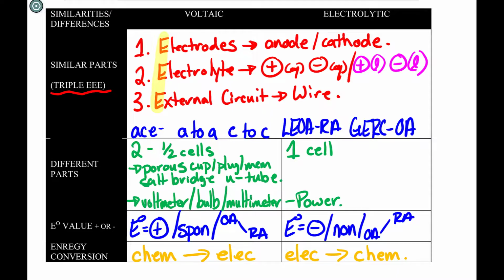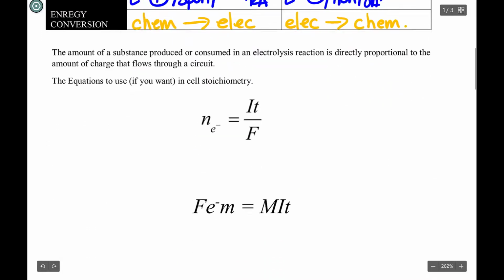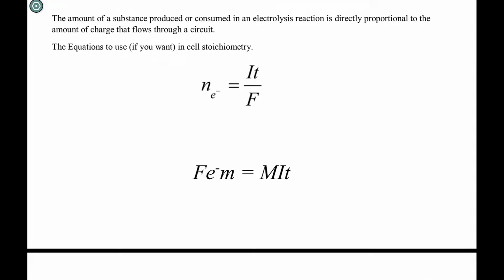The rest of today's lesson is going to be about calculations that are generally done more for electrolytic cells. They can be done for voltaic, but essentially what we are doing is figuring out how long I have to run a cell for in order to produce a certain mass of an element, for instance, that I want to make.